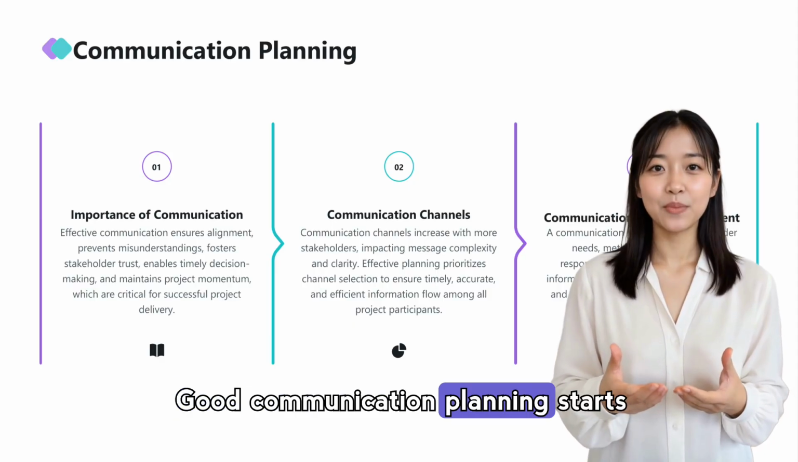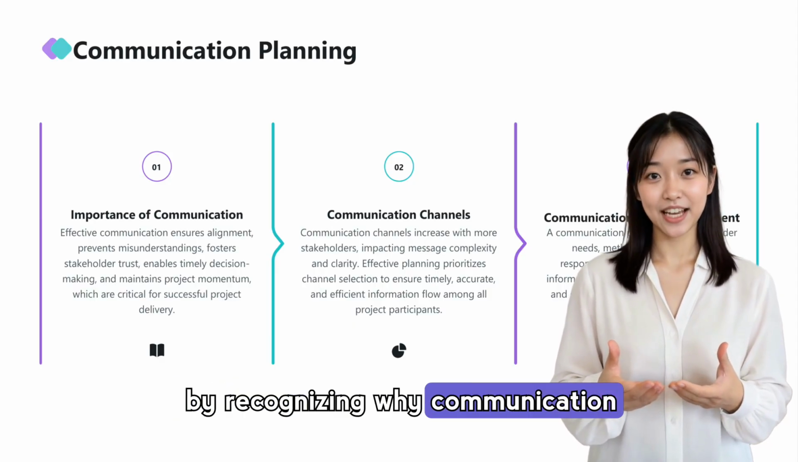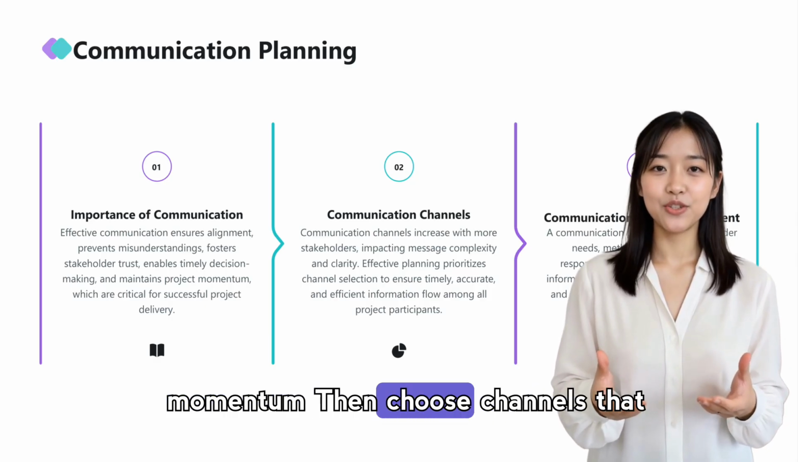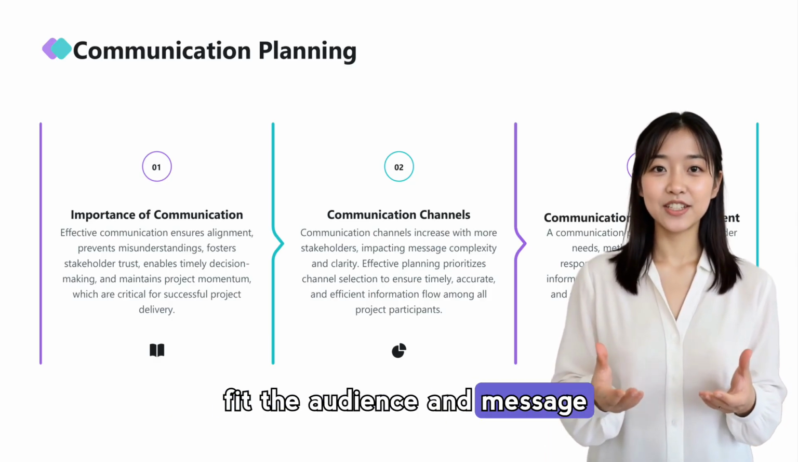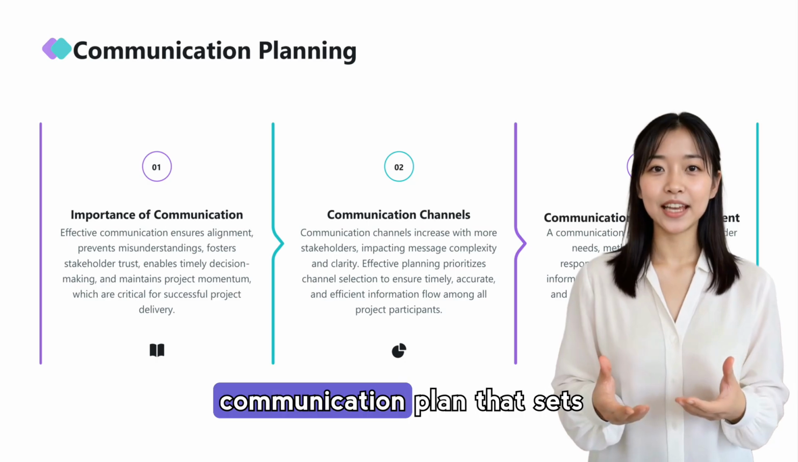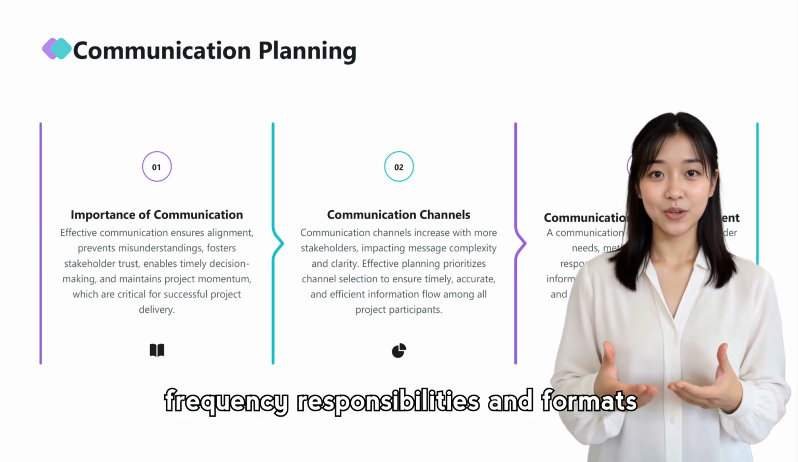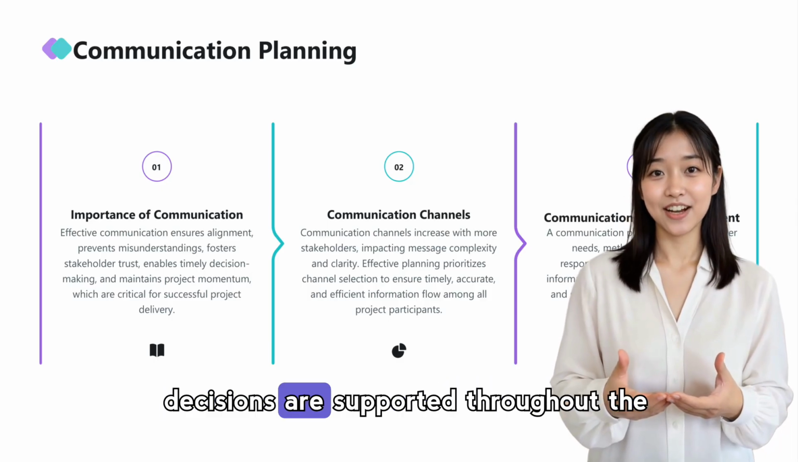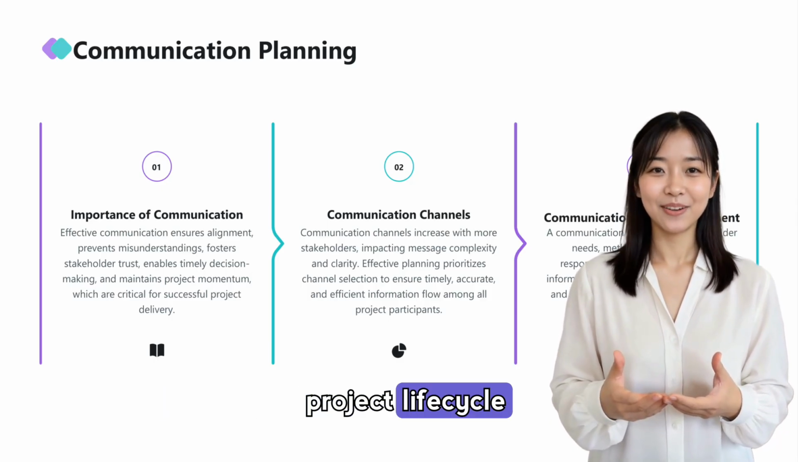Good communication planning starts by recognizing why communication matters: alignment, clarity, and momentum. Then choose channels that fit the audience and message complexity, and develop a communication plan that sets frequency, responsibilities, and formats so information flows smoothly and decisions are supported throughout the project lifecycle.